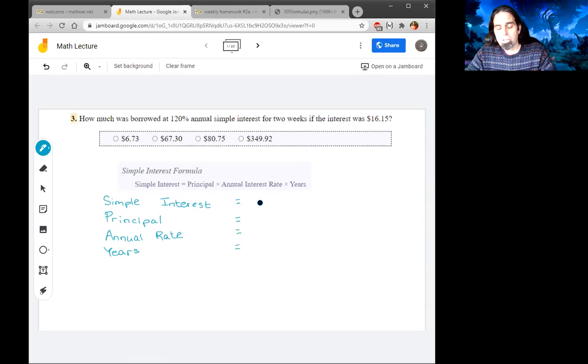Okay, so the interest is $16.15. The principal, I don't know. That's the how much was borrowed. The annual rate is 120%. So I'm going to go right out of percent. And the years is 2 weeks. So 2 weeks will be 2 52nds of a year.